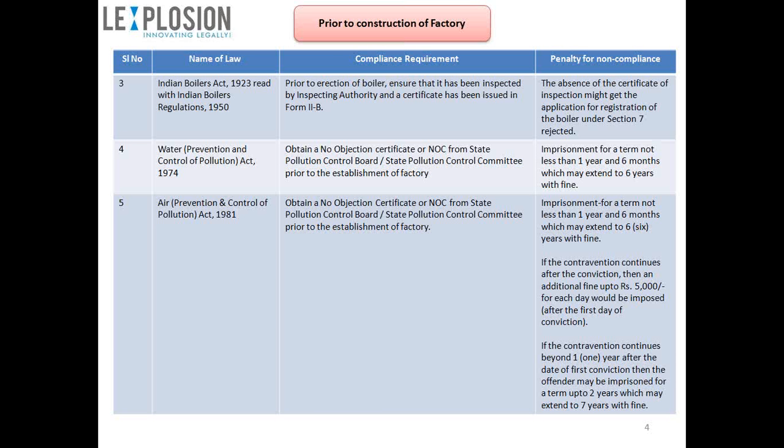If the contravention continues beyond 1 year after the date of first conviction, then the offender may be in prison for a term of up to 2 years, which may extend to 7 years with fine. So, as you see, flouting these compliances is not going to be easy, and one has to bear the consequences, some of which could be pretty serious.